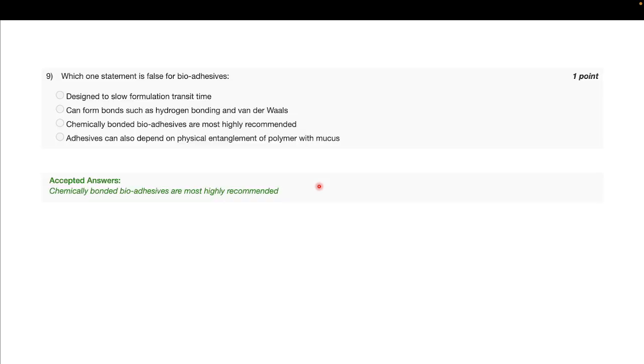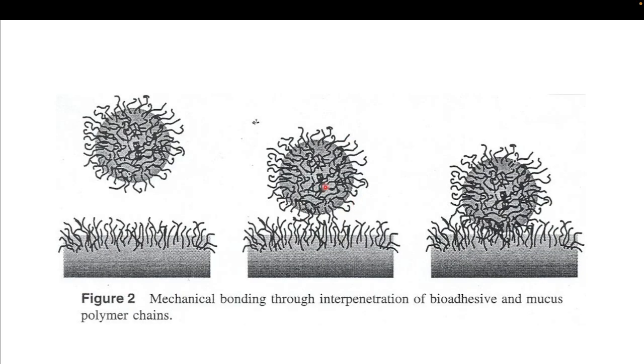So the question is asking us which one statement is false about bioadhesives. First, designed to slow formulation transit time is correct. It can form bonds such as hydrogen bonds and van der Waals, which is also correct. Bioadhesives can also depend on physical entanglement of polymer with mucus, as we saw in this particular example, where it's just physically entangling with the mucus layer. It could also form hydrogen bonds with the polymers in the mucus layer.